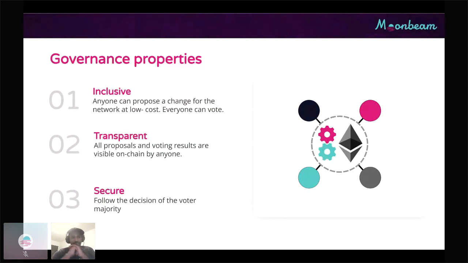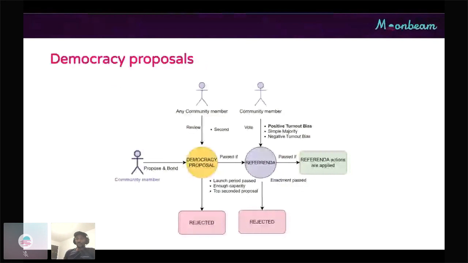There is one first flow that is called the democracy proposal flow. This is the one that any community member should know, which is a very simple process. On the left-hand side, there is a community member, this purple guy, who is willing to propose something. And for this proposal, you need to attach a bond to it. This is mostly meant to avoid any spam. So people need to attach some bond to their proposal.